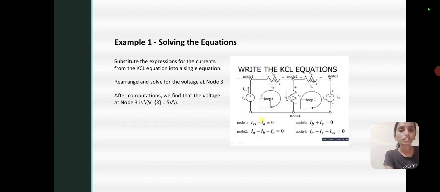Solving the equation. Then we have to solve the equations. Substituting the expression for the current from the KVL equation into a single equation. Rearranging and solving for voltage at node 3. After computations, we find that voltage at node 3 is 5 volts.